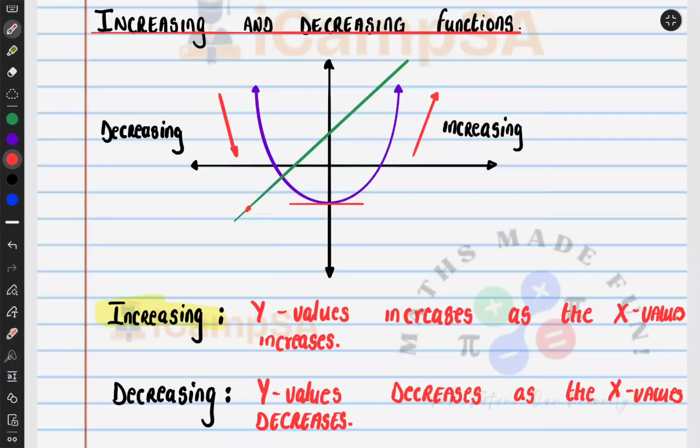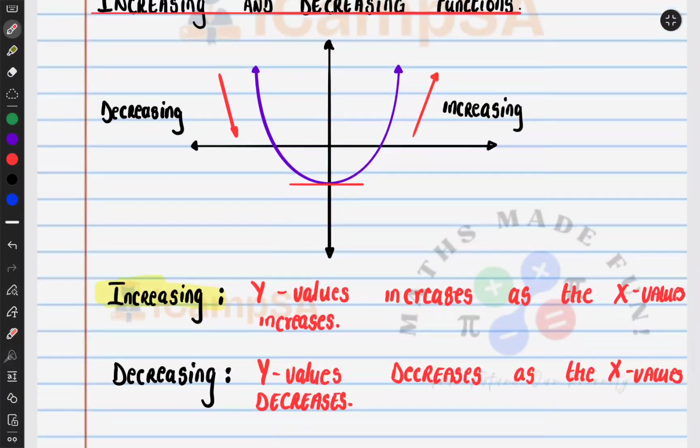For instance, let's say we have a point (-2, -2), and then here we have, let's say, a point (1, 3). As you can see, we have moved from -2 to 1, so the x values increased, and for the y values we have moved from -2 to 3, so the y values are also increasing. So that straight line function will be considered an increasing function. That is how we see an increasing function.